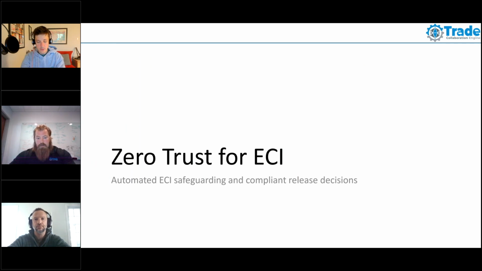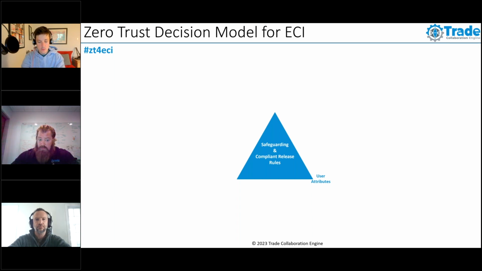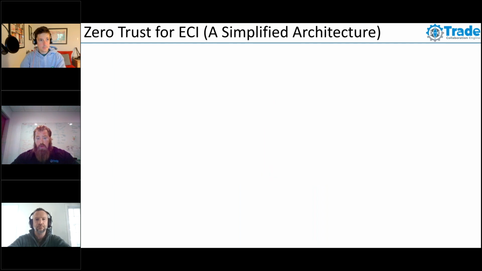So this brings us to zero trust for ECI, because what zero trust is, it's just a fancy new IT slang for the capabilities to automate that decision for data, right? And so from a zero trust perspective, you have your safeguarding and compliant release rule sets, right? And these rule sets are going to process attributes that they receive. There are important attributes that come from that we have to know again about our users, our data, and our export authorizations. So with that information, we can go out and start making accurate and timely decisions and automating those.